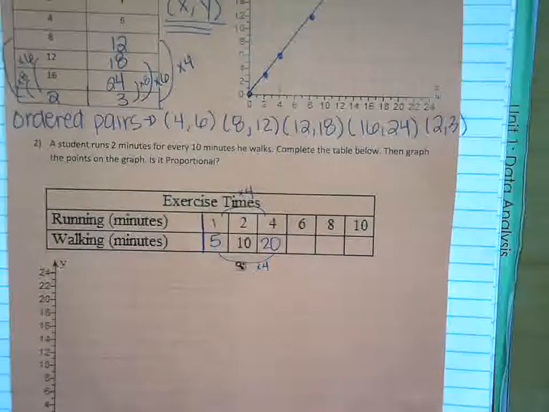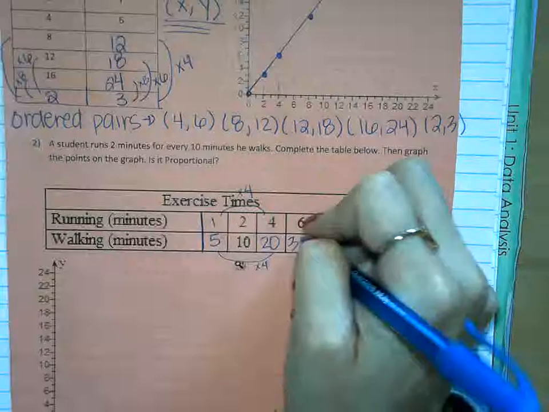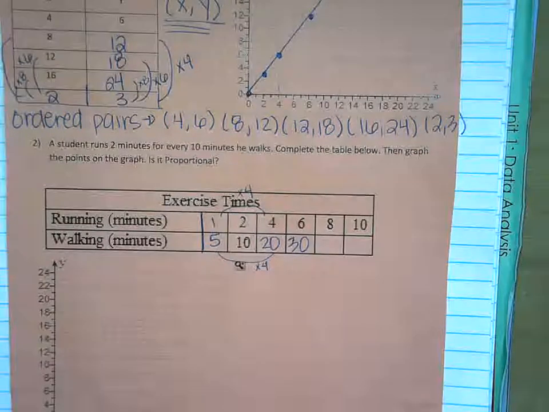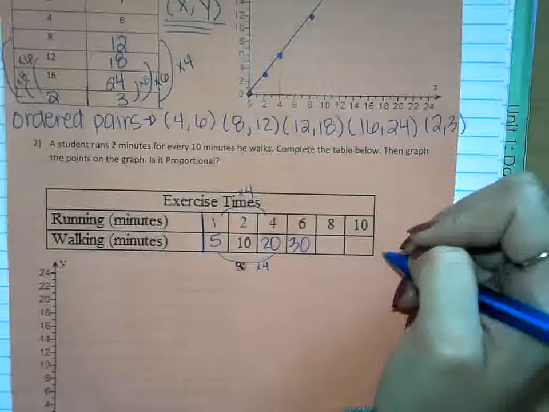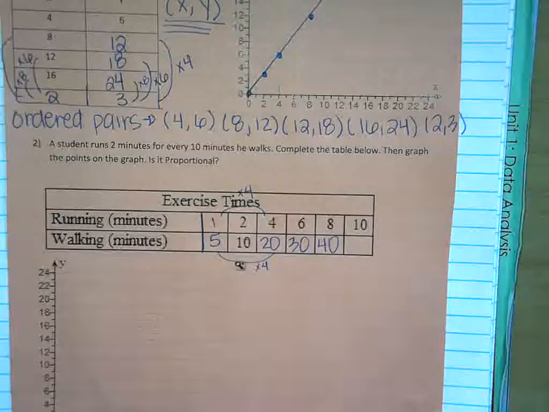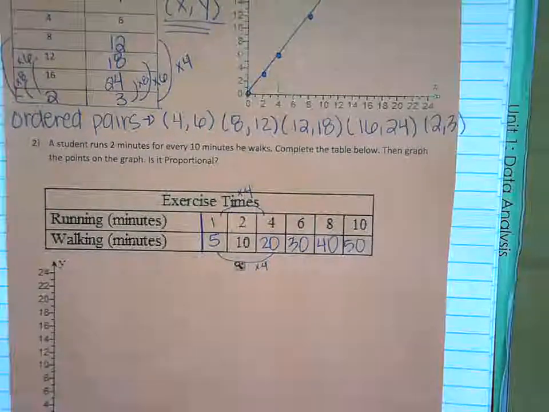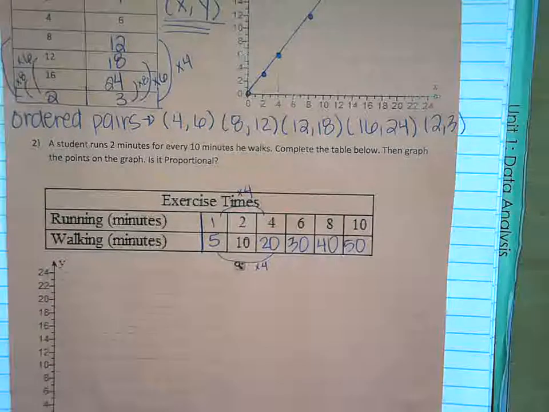Okay, under the 6, Emily, what's that? 30. Under the 8, Ben, what's that? 40. And under the 10, Trevor, is? 60. Perfect. Questions, guys?